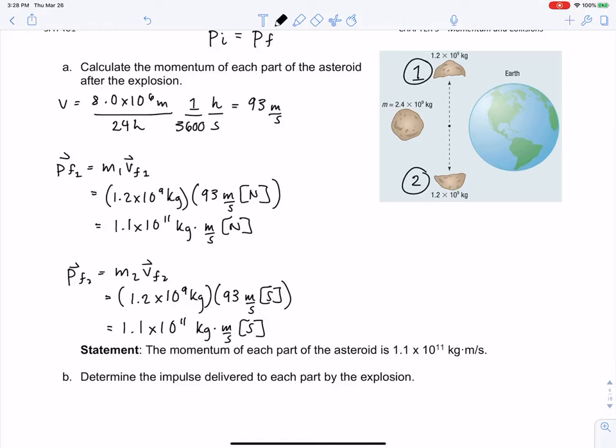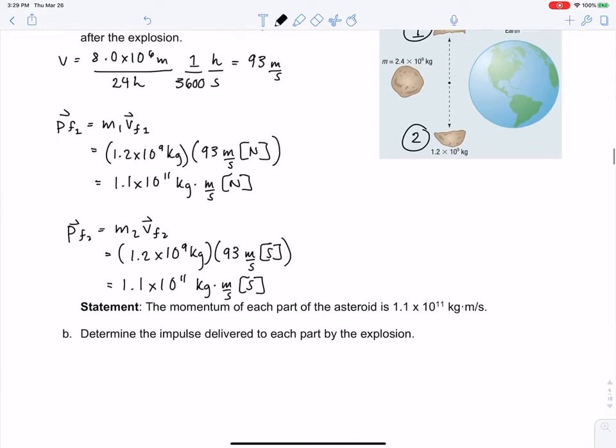If you add up the final momentum, you find the total final momentum, 1.1 times 10 to the power of 11 kilogram meters per second north, plus 1.1 times 10 to the power of 11 kilogram meters per second south. You can guess, or confirm, rather, that the total momentum, if you added these up, would be 0. Initially, this asteroid is at rest, and then when we split it in half, it's traveling in two opposite directions. So the before equals the after, and the law of conservation of momentum is conserved.